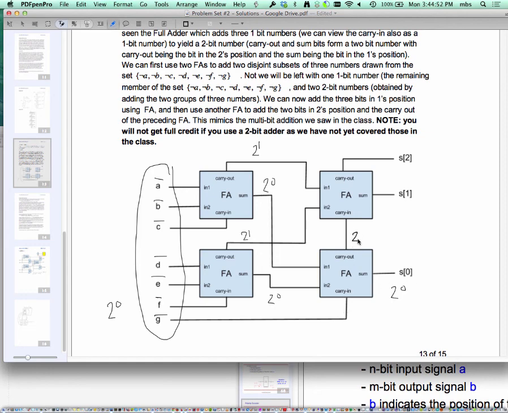This guy has a weight of 2 to the power 1, the carry out. This full adder is now acting in the 2nd bit position. It's adding 3 1-bit things, each one of them with a weight of 2 to the power 1. So I get S1 and S2. This guy will have a weight of 2 to the power 1, and this guy will have a weight of 2 to the power 2. So that's my 3-bit number.